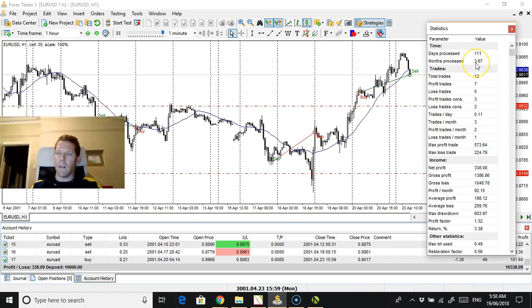So we'll go another month or so at 3.67. Here are some stats. Net profit is $338. Total trades is 12. Days processed 111. Return 3.38. That's not too bad considering a high earning savings account will be like 2.5 to 3 over the whole year, and you've no control of that money. They have it, and you can't get to it. And $92 per month, that's not too bad on a 10 grand account.